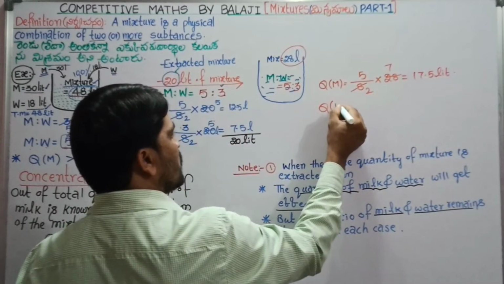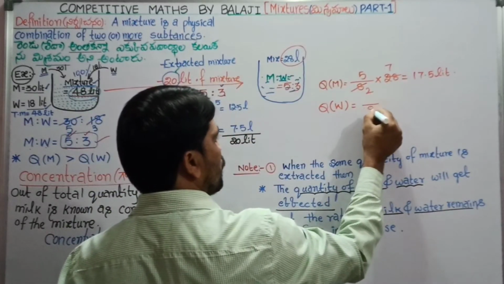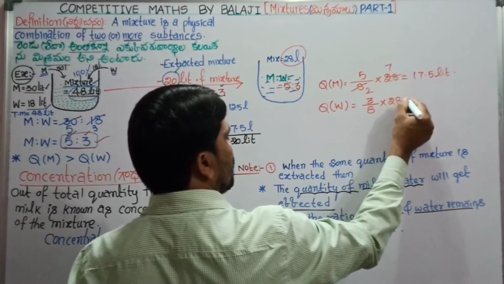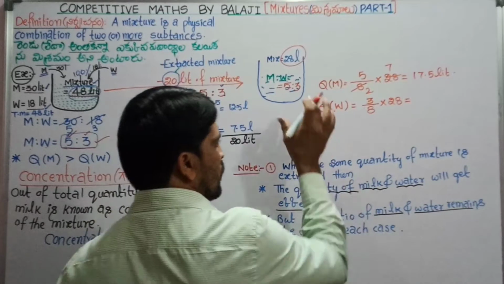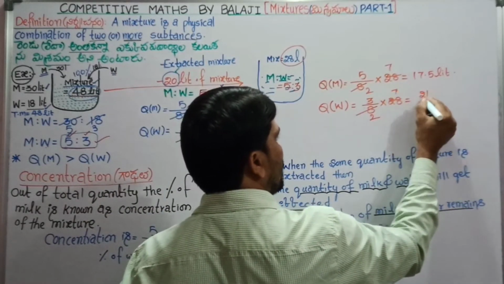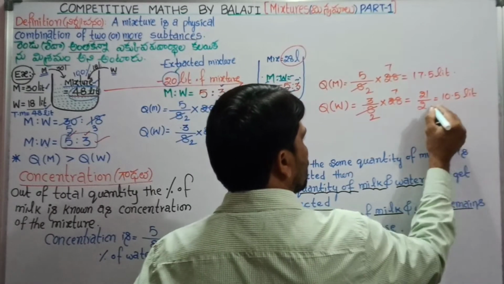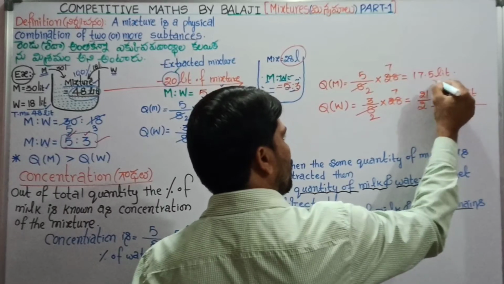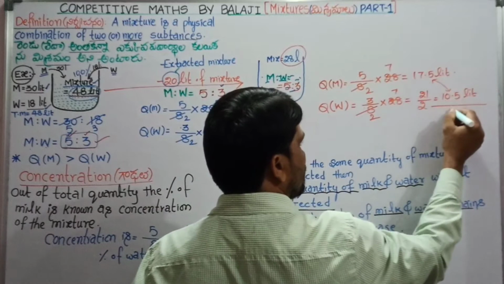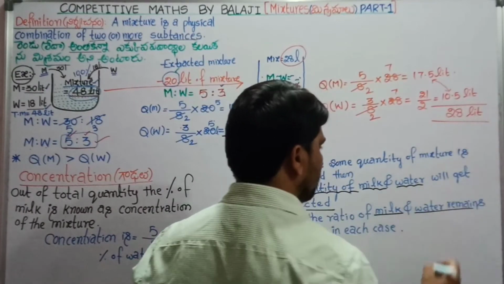Quantity of water in the remaining mixture in the vessel: out of total 8 units, 3 units are water, into the volume of the vessel, which is 28 liters now. That is 4 2s are 8, 4 7s are 28, 3 7s are 21 by 2. That is 10.5 liters. So the total capacity of the vessel after extracting some quantity of mixture is 17.5 plus 10.5, that is 28 liters. Yes.